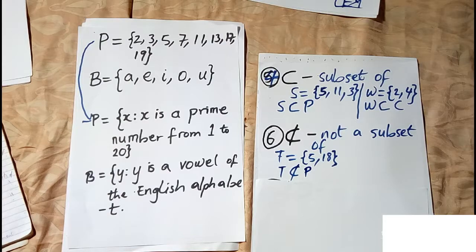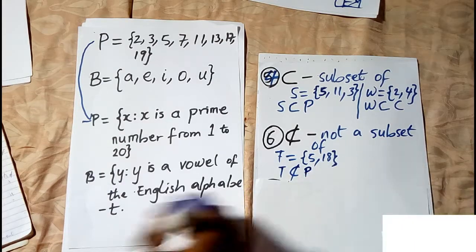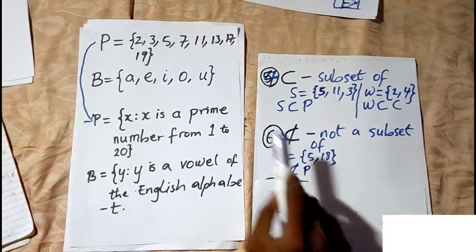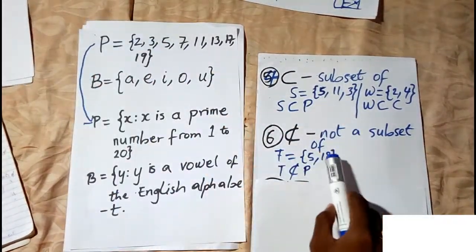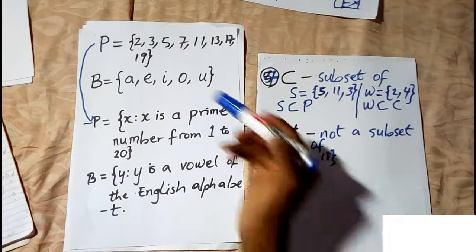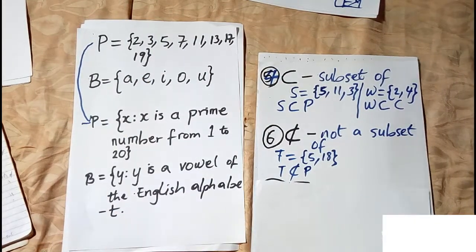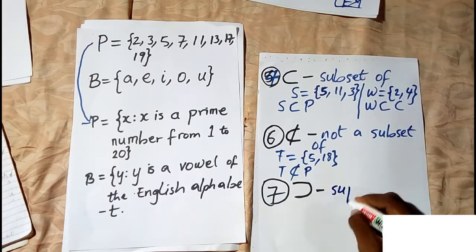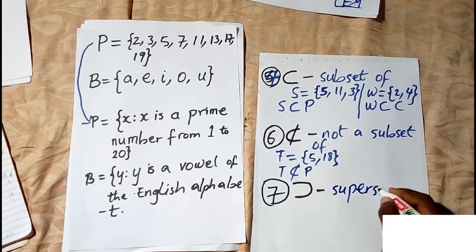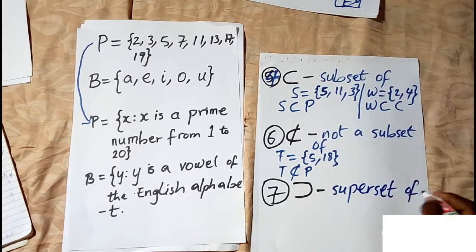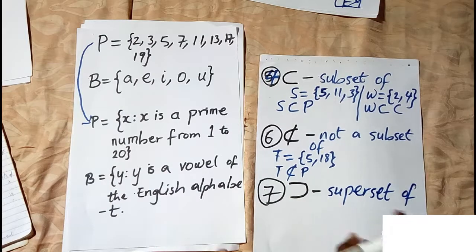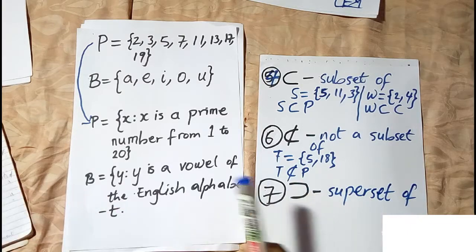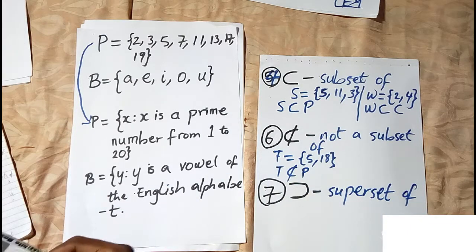As you can see, C is not a subset of P, because we can find 5 in P, but we cannot find 18 in P. So now the next symbol we have there is this: superset of. A superset is the set where the subset is gotten from.